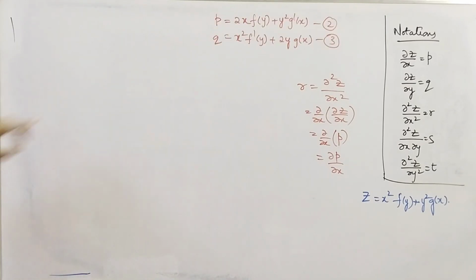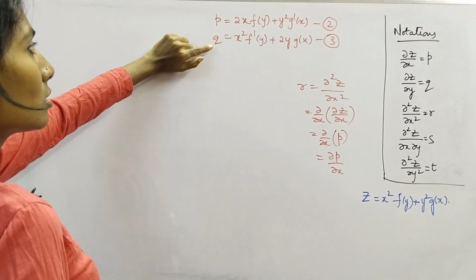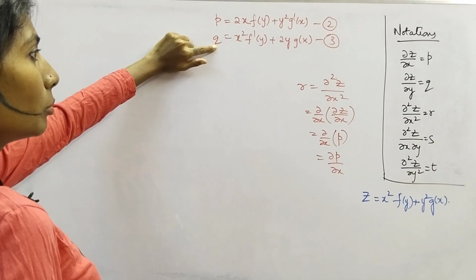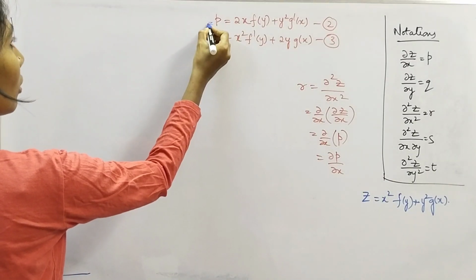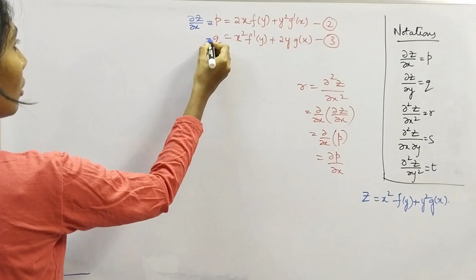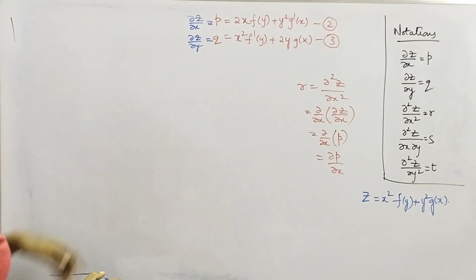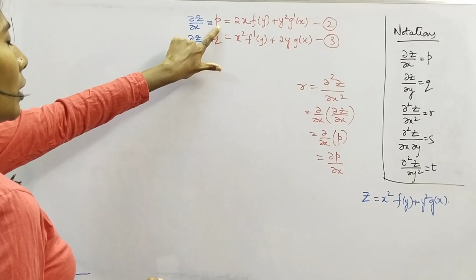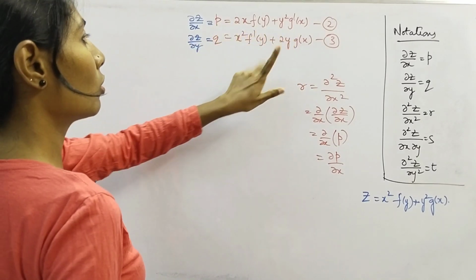So this is our equation 2. Here p is nothing but dou z by dou x, and this is our equation 3. Here q is nothing but dou z by dou y. Or you can just write like this if you are confused a bit. Dou z by dou x is nothing but p. Dou z by dou y is nothing but q. And this is the equation we got now.